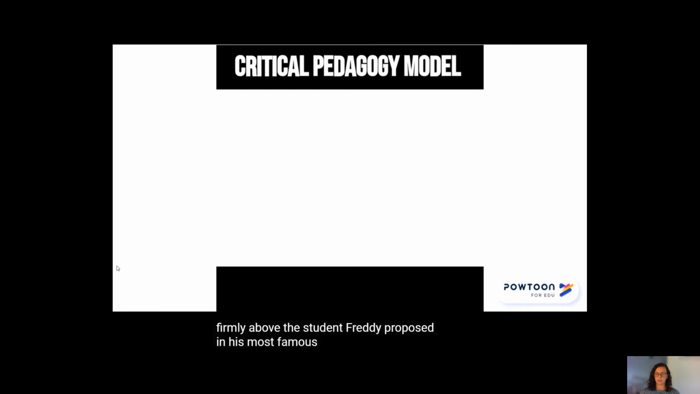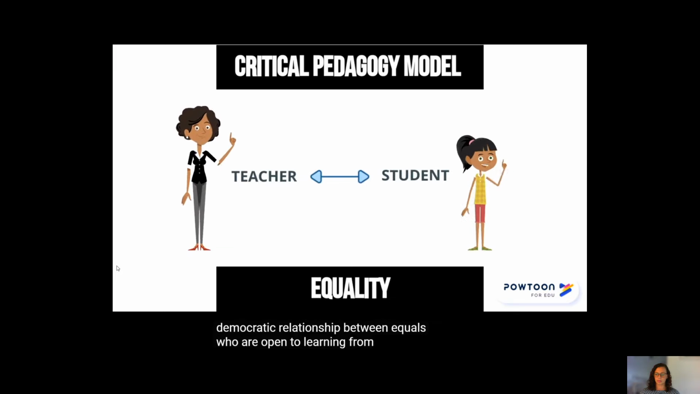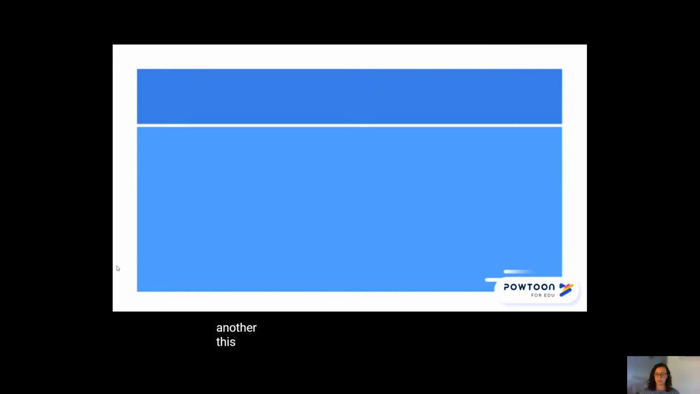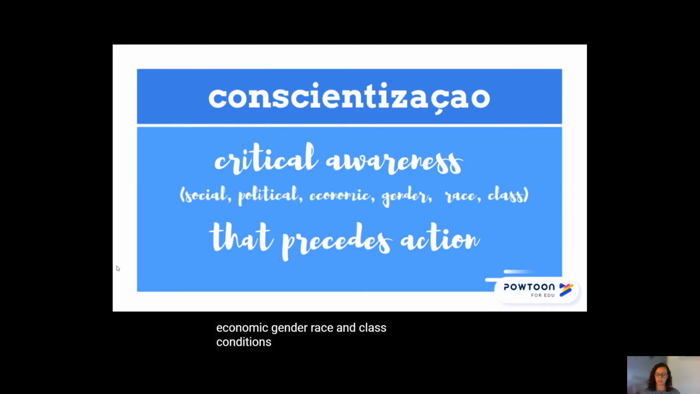Freire proposed in his most famous work, Pedagogy of the Oppressed, published in 1967, that effective education is built upon a democratic relationship between equals who are open to learning from one another. This teacher-student relationship is what allows conscientização, the critical awareness that precedes action, to develop in oppressed peoples over time. Conscientização begins with students becoming aware of the contradictions in their social, political, economic, gender, race, and class conditions, and then taking action to resolve those contradictions.